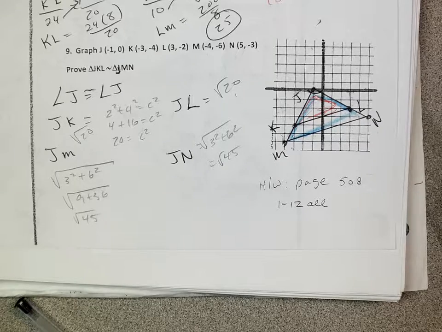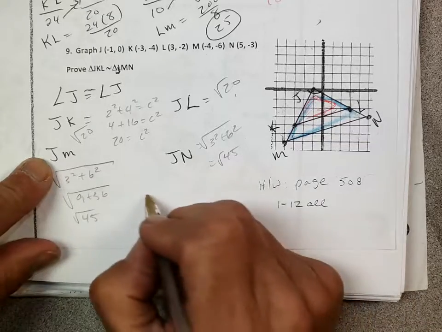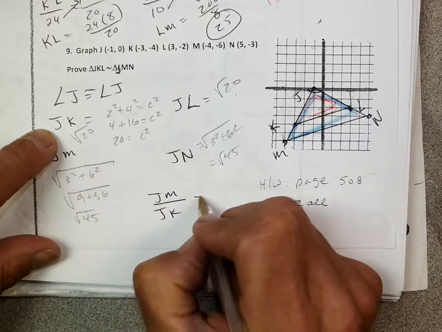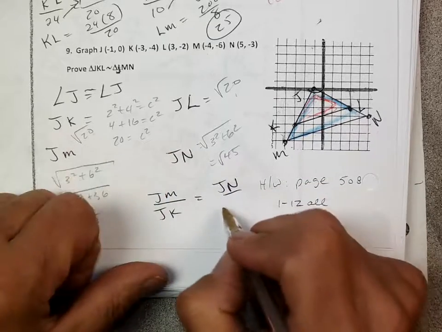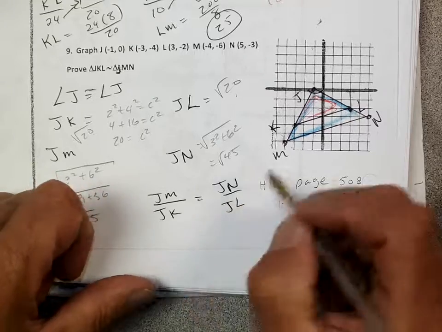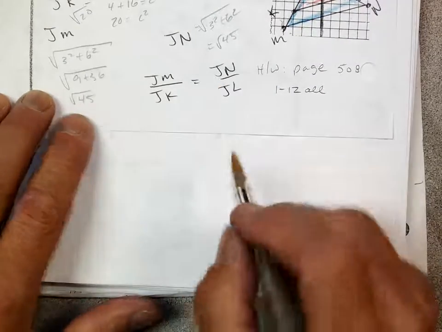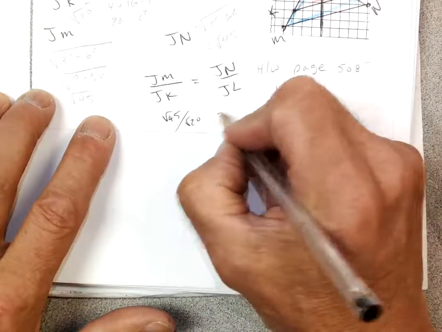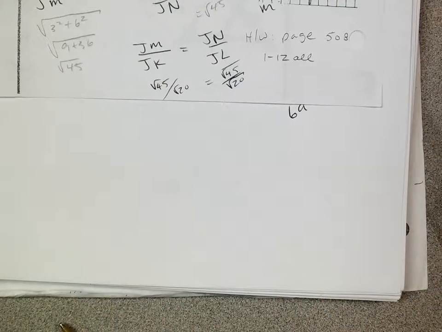So now I can do my ratios, okay? So I should be able to say that the ratio of JM over JK hopefully equals the ratio of JN over JL, which is not going to be hard at all because they're the same numbers. So I got the square root of 45 over the square root of 20 equals the square root of 45 over the square root of 20. Let me stop for a second, let you catch up, okay?